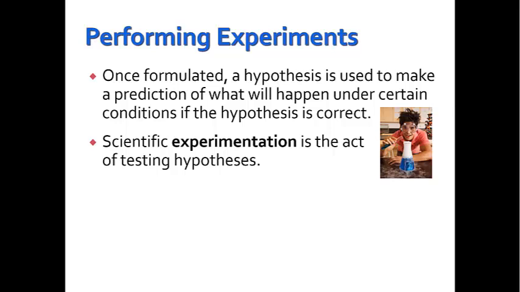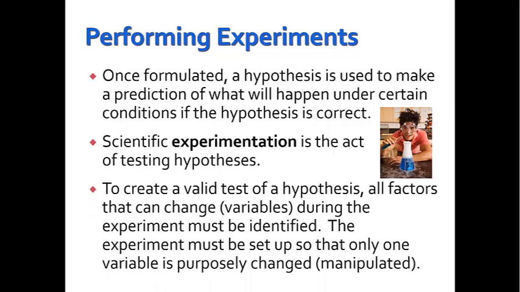Scientific experimentation is the act of testing hypotheses. To create a valid test of a hypothesis, in other words, to create a valid experiment, all factors that can change, these are called variables, so all factors that can change during the experiment must be identified ahead of time. The experiment must be set up so that only one variable is purposely changed. Everything else that can be is held constant. The one that is purposely changed is also said to be manipulated.